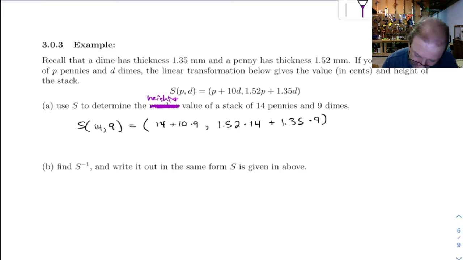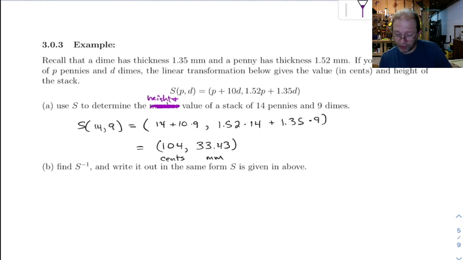This first one is 90 plus 14, which is 104. And the next one, 1.52 times 14 plus 1.35 times 9, gives me 33.43. And let's see, this is in cents and this is in millimeters. So 104 cents, 33.43 millimeters. Nothing really much going on there.